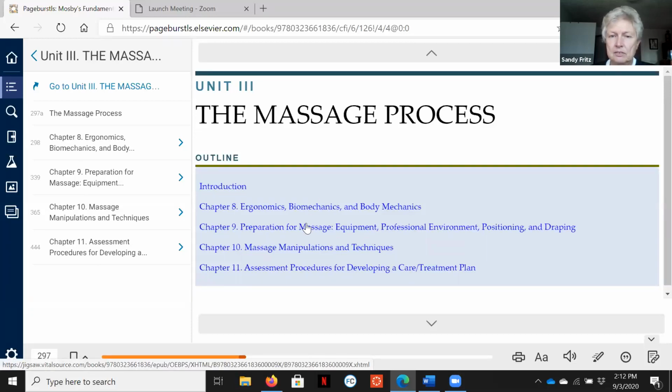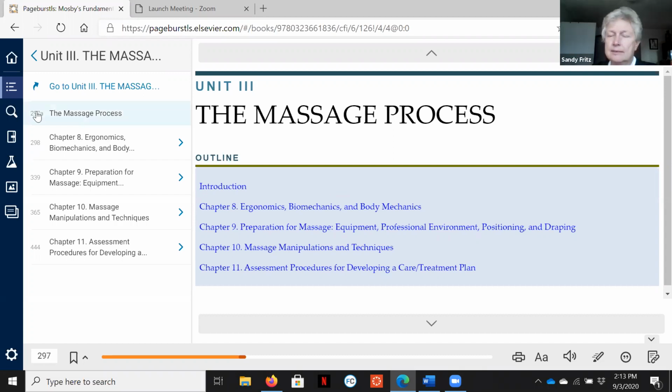And what's nice with the already filmed video support is that you can watch it over and over. You can pause it, pause and practice. And it's a nice way to have an ongoing support over and above the extensive photographs and pictures and illustrations that are in this unit of the textbook.